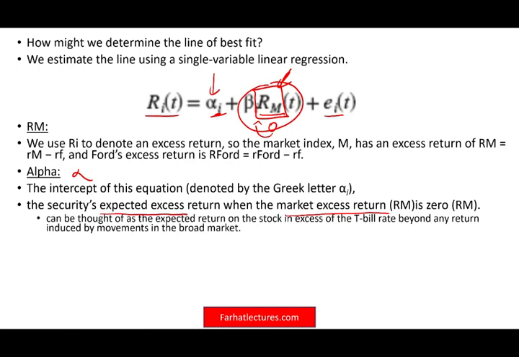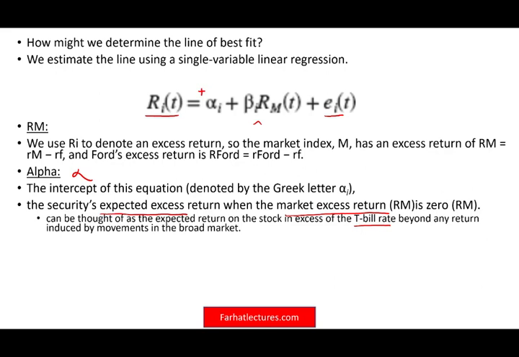Can we still have some sort of a return for this stock? So it can be thought of as the expected return on the stock in excess of the treasury rate, above the risk-free rate, beyond any return induced by movement in the broad market. So simply put, if this is positive, that's good.